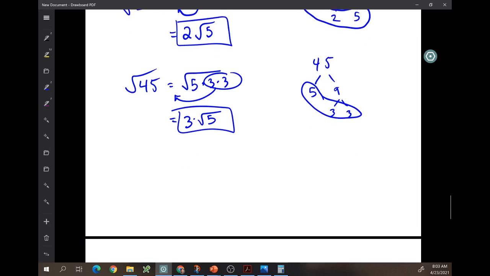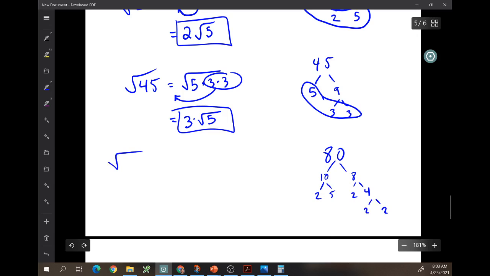Right? We could do maybe 2 more hard ones, and then we'll be done for the day. So we have 80. And 80, I could think of maybe 10 and 8. Then 10, maybe I think of 2 and 5. 8, I think of 2 and 4. And then 4, I think of 2 and 2. So this square root of 80, when I write out that prime factoring, it's the bottom row: 2 times 5 times 2 times 2 times 2.